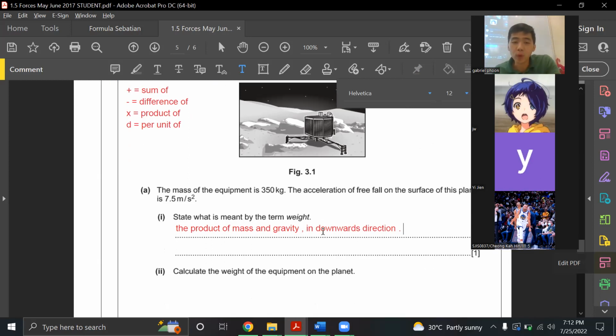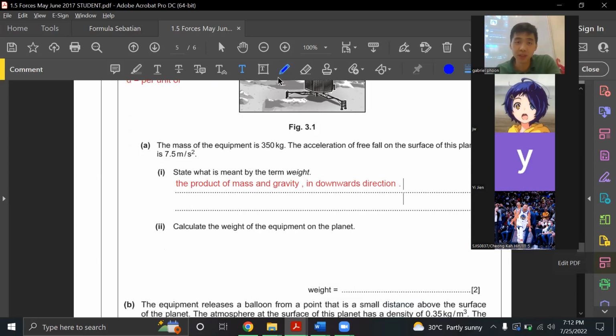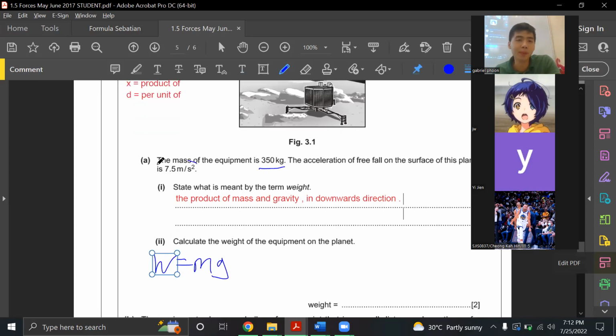Then after that, calculate the weight of the equipment. The formula is obviously W equals mg, right? So it's just a matter of this W multiplied by this g.